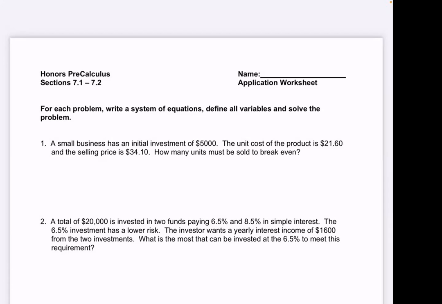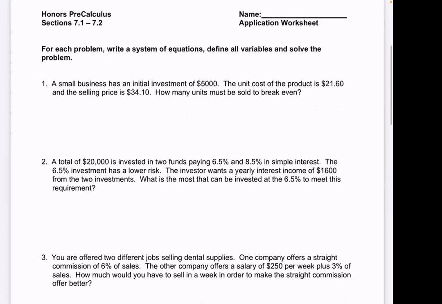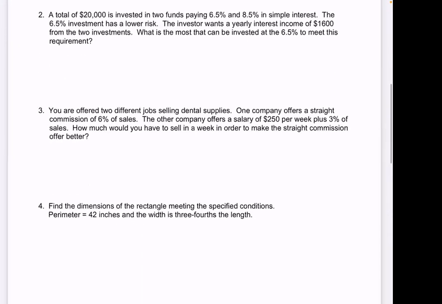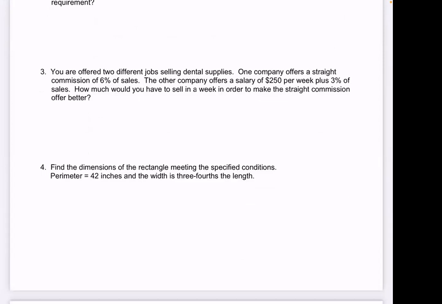So again, kind of look to see what the wording is. But number 1 is break even. Number 2 is again investing money. So you're investing $20,000 with 6.5% and 8.5%. So that one would be similar to the last example that we just did. And then number 3 is a different job offering. So at least those first 3 are exactly like the first 3 problems that we did in class. And then after that, it kind of switches a little bit. And you'll just have to see what's the wording of the question.